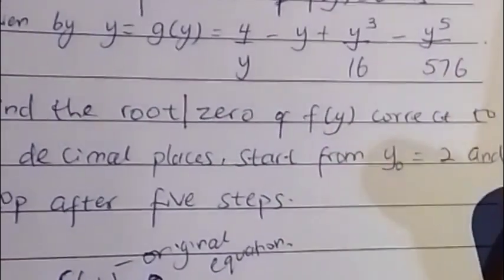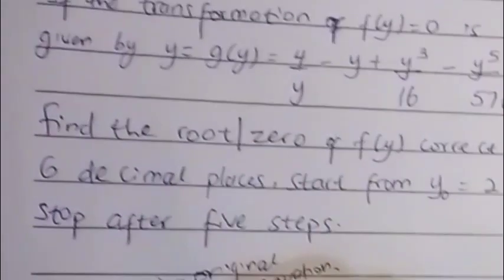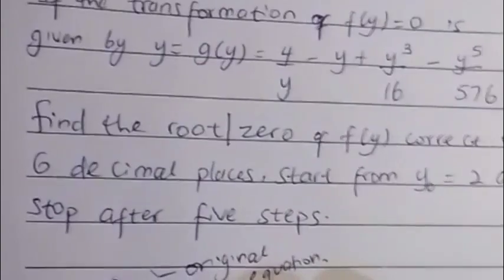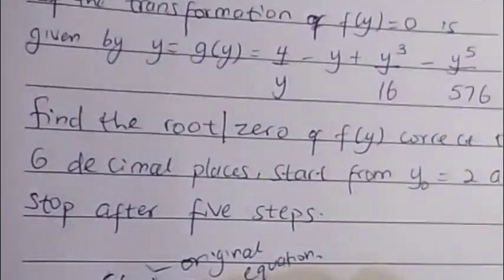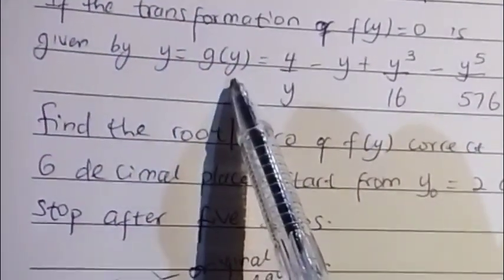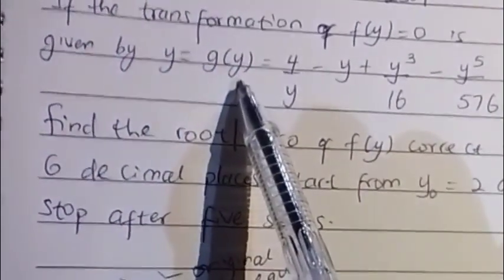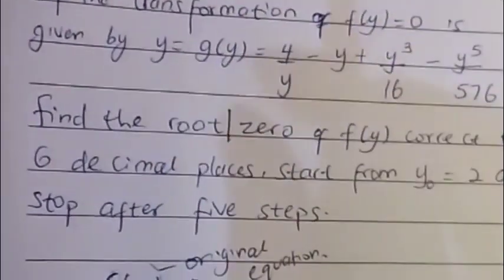So basically, the fixed point method gives us our original equation f of y, and we have to transform it using a very simple mathematical approach into y equals g of y. In this particular question, we were given our f of y, and luckily for us, we were also given our g of y. But just in case we are not given g of y, let me quickly run through how we can obtain our g of y for this particular question.